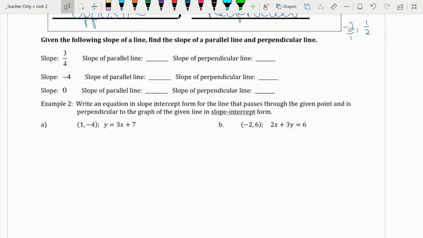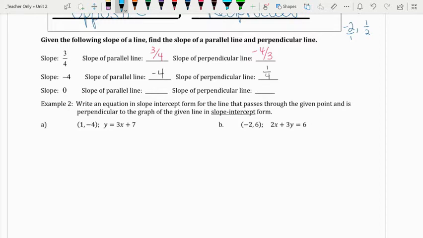So given this slope, find parallel and perpendicular. Well, if the slope is 3/4, then a parallel line is 3/4. But perpendicular, flip it 4/3 and make it negative. If my slope is -4, then parallel slope is -4. And perpendicular would be flipped, which is 1/4. And again, if it's negative, then your perpendicular slope would be positive.